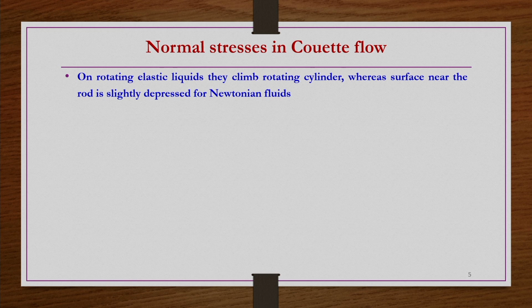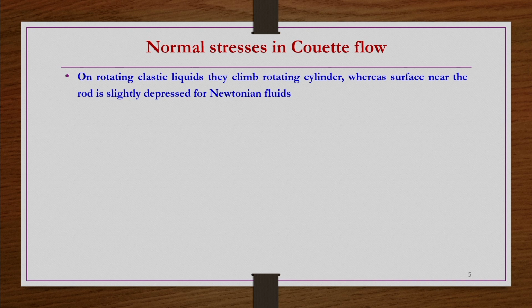Now, we will be discussing how to measure normal stresses in Couette flow, that is, in concentric cylinder geometry when the narrow gap is there. The flow in that geometry is often called Couette flow. What we have seen is that on rotating, elastic or viscoelastic liquids climb the rotating cylinder, which we already saw when discussing the classification of non-Newtonian fluids.